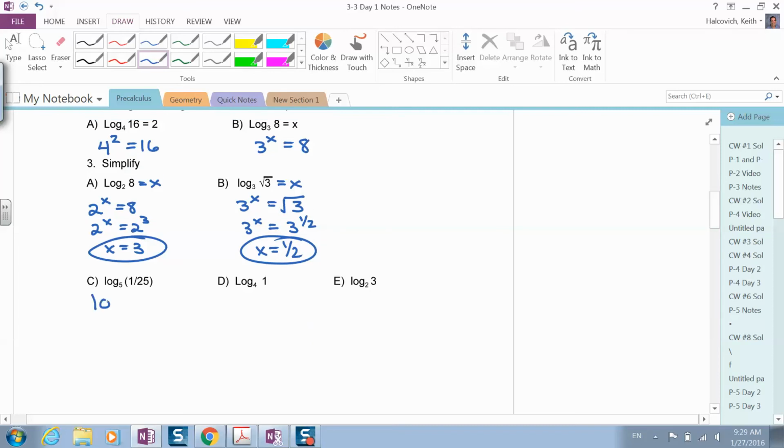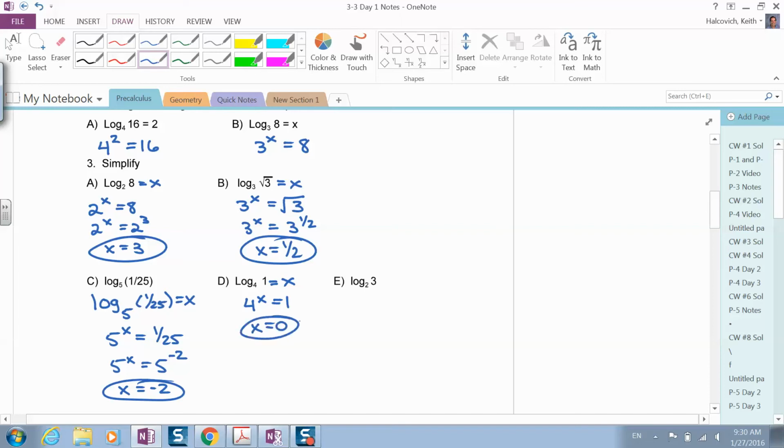Same thing here, log base 5 of 1 over 25 equals x. So basically we're saying 5 to the x equals 1 over 25. Well, 1 over 25 is the same as 5 to the -2nd. So then x is equal to -2. Here, if we put it equal to x, we're saying 4 to the x equals 1. Well, remember, anything to the 0 power equals 1, so x is equal to 0.